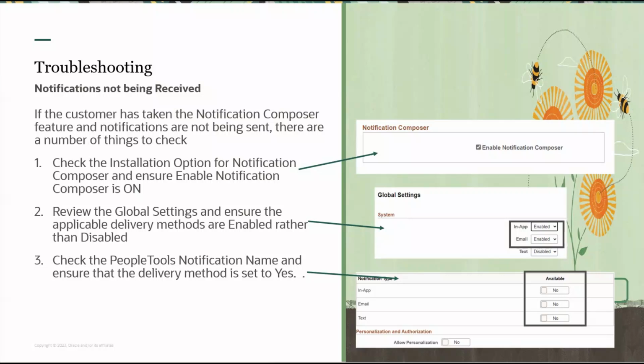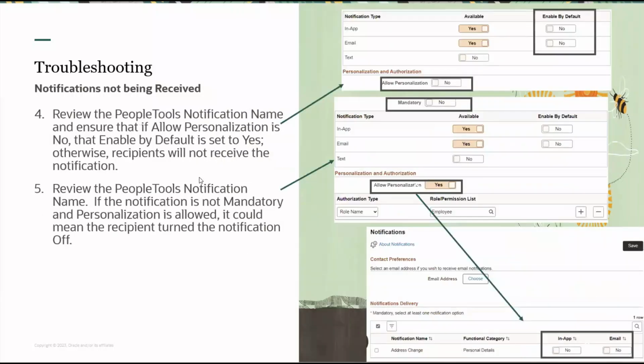Also, speaking of the notification name, check to make sure that the delivery channel is enabled or available, that this is set to yes. Otherwise, you will not get that for any notification that's associated with that particular notification name. Additional things, review the PeopleTools notification name and ensure that if allow personalization is no, that enable by default is set to yes. This is one that will definitely bite customers.